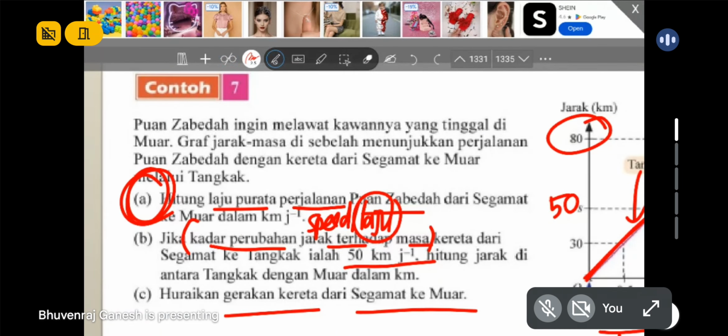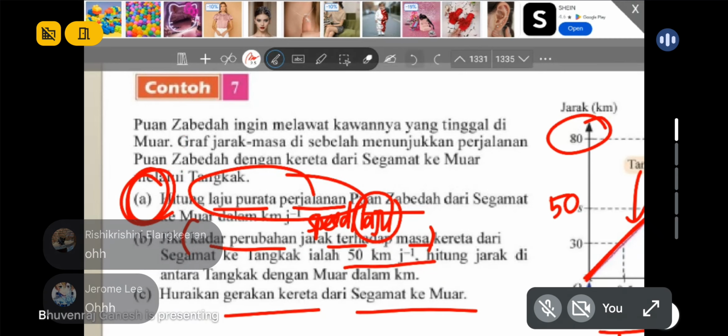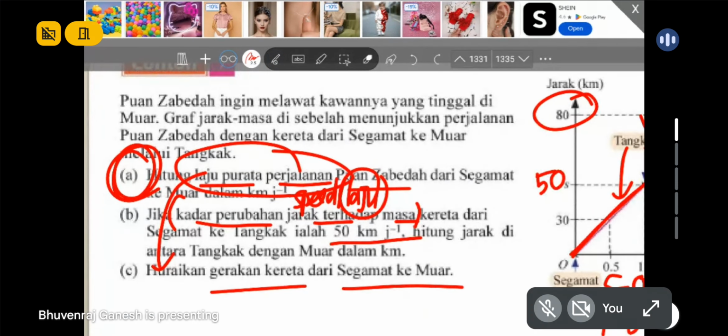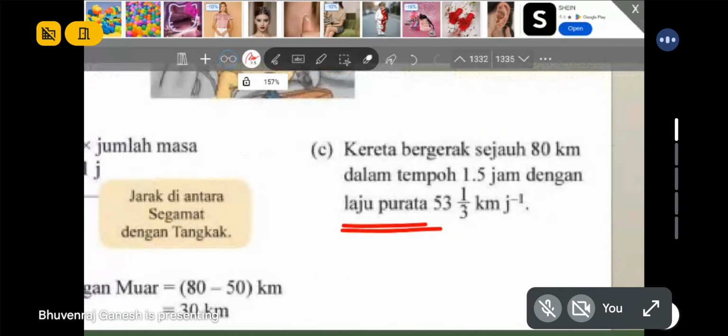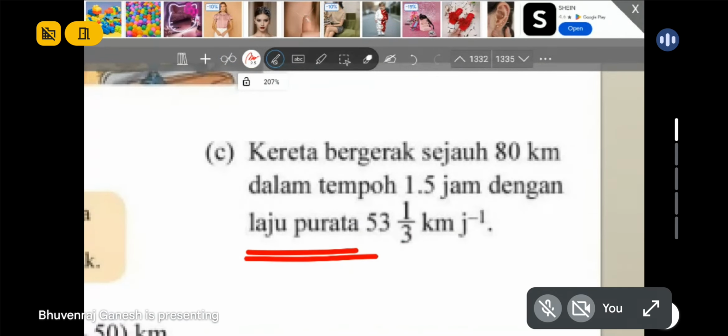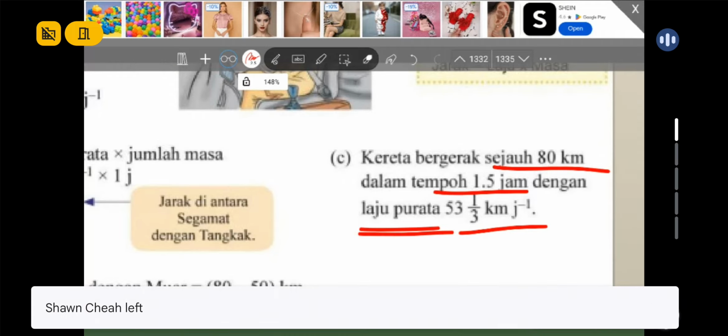You notice that, guys? Dia suruh cari laju purata sebab nak guna untuk jawapan kat C. Faham tak? So whatever answer you use on top, you will use it for the bottom part. Direct only. Copy and paste. Okay, so this is the answer. It goes 80 km, time 1.5, average speed 53.33. Simple, right? So this is the concept.